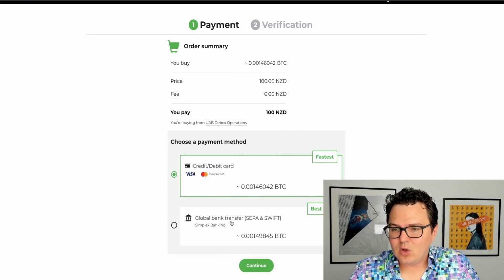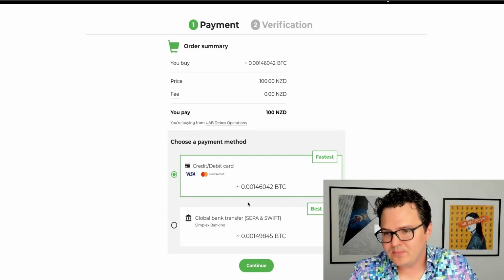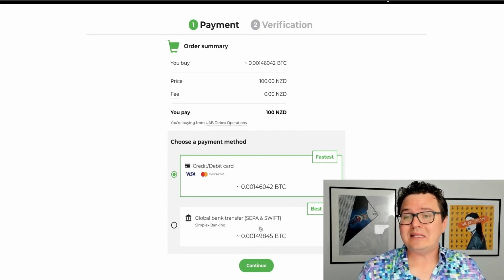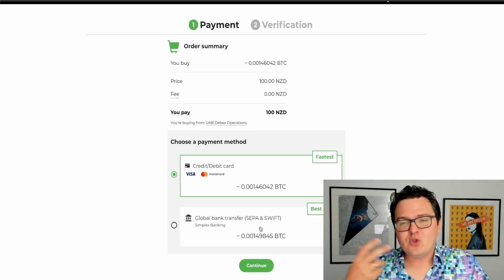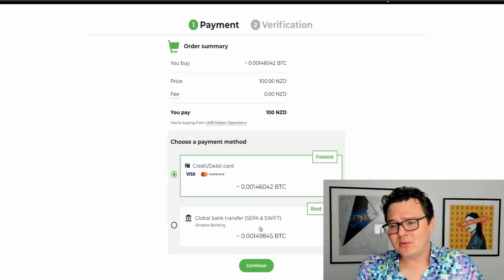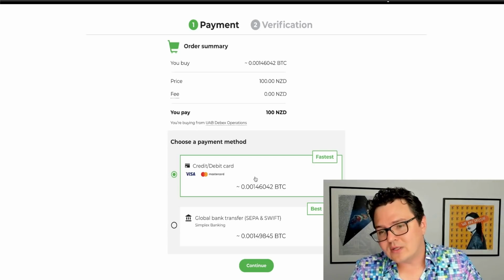Obviously, you can send a global bank transfer as well, but it's going to take much longer because you have to wait for the bank transfer to actually go through. But you will actually get a little bit more crypto, as the fees of using a card are a little bit higher. So if you're willing to wait a bit longer, you will get more bang for your buck by sending through a bank transfer. I would say if you're doing a really big deposit, you might consider sending a bank transfer and not using a credit card or debit card. But if you're only doing a couple $100, you might as well just go ahead and use a credit card or debit card to do that.